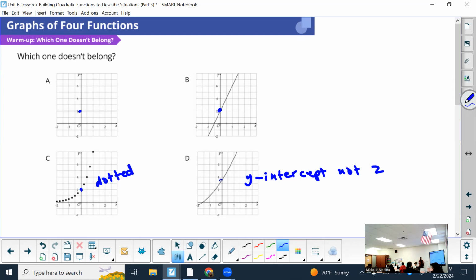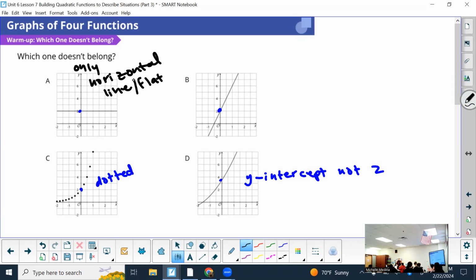Okay, table 3. Even though you might not have picked A as not belonging, can you give me a reason it doesn't belong? There's no other straight line? Okay, so it's the only horizontal line. Does anyone have another reason A doesn't belong? Anyone? Okay, so only horizontal line, flat.